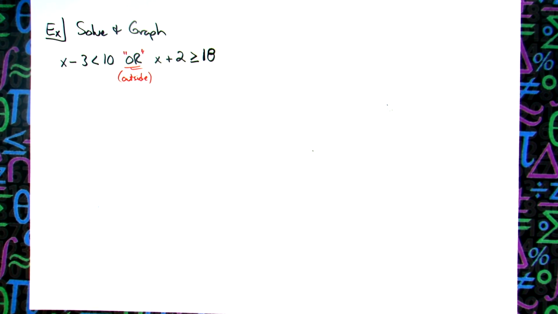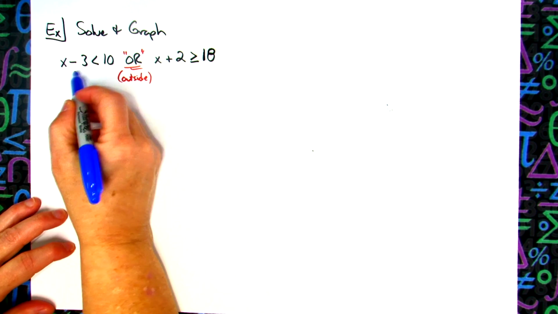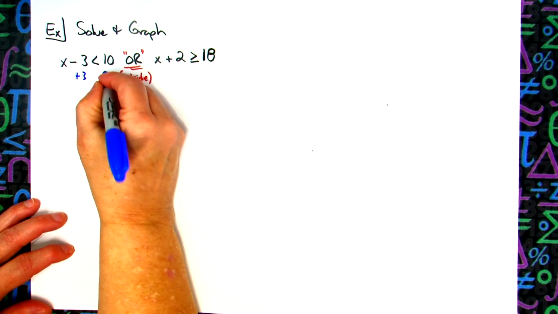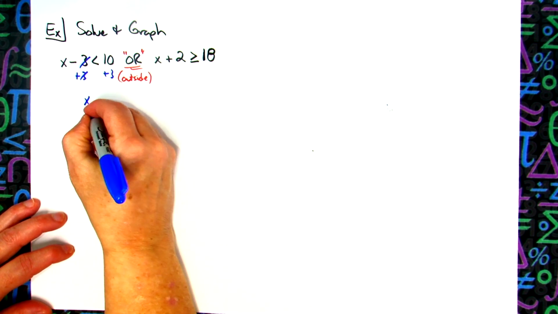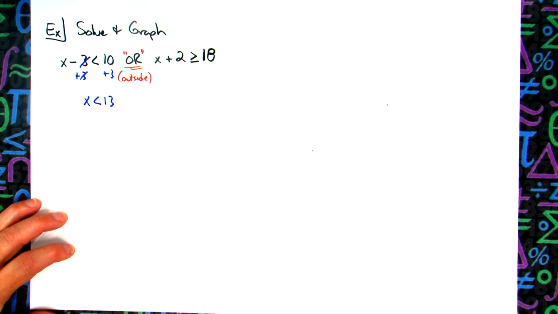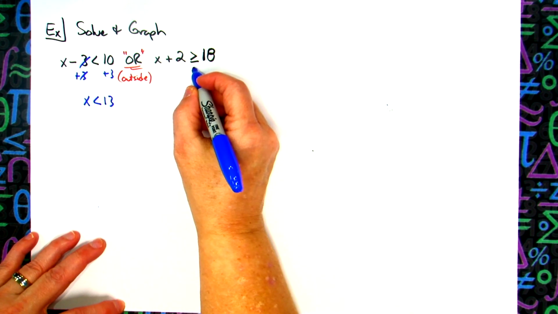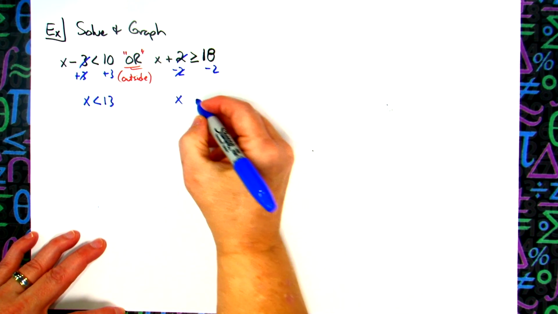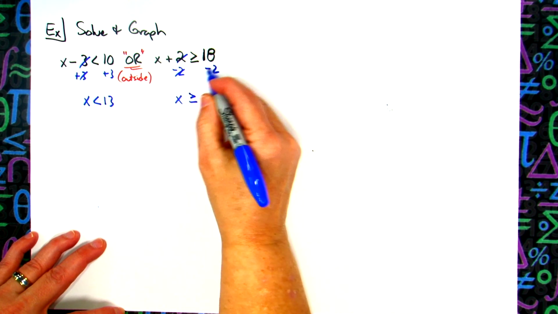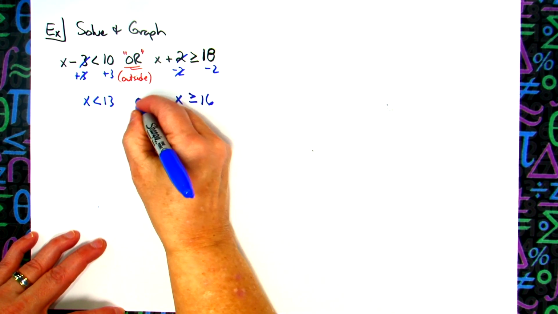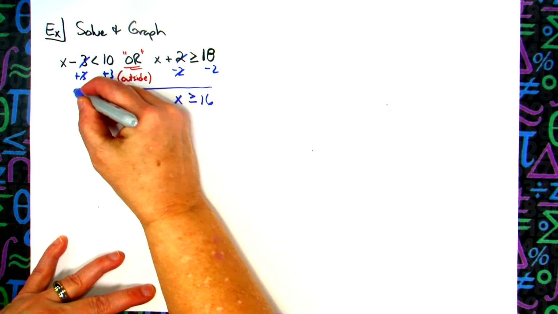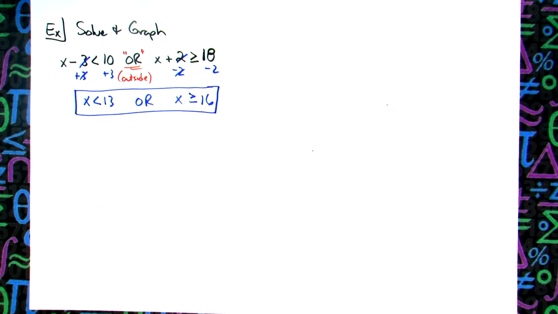All right, now I've got two equations I have to solve. When I solve this one, what am I going to do? I'm going to plus 3, and I'm going to plus 3. Going to cross out there. I'm going to have x is less than 13. All right, now on this one, what am I going to do to solve this one? I'm going to subtract 2. I'm going to have x is greater than or equal to 16. And I'm going to have an or in here. Okay, now that's my answer. That is the answer to the solve part.